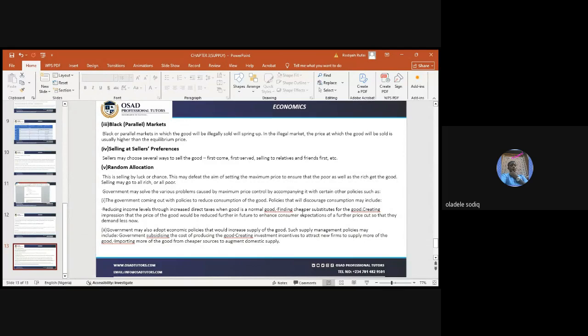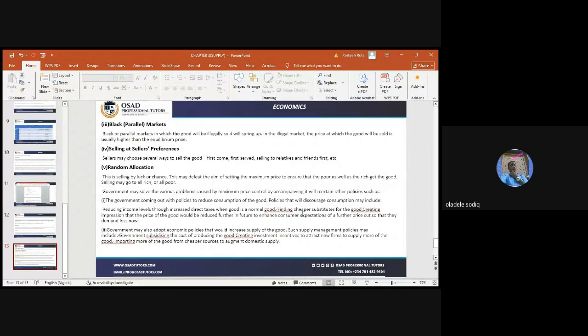Another one is selling at the seller's preference. Sellers may choose several ways to sell their goods. They will sell, let's say, first come, first served. So it is the first person that comes that they will answer, and at some point they will tell you that they don't have anyone left again. So all of these are what price ceiling can cause.